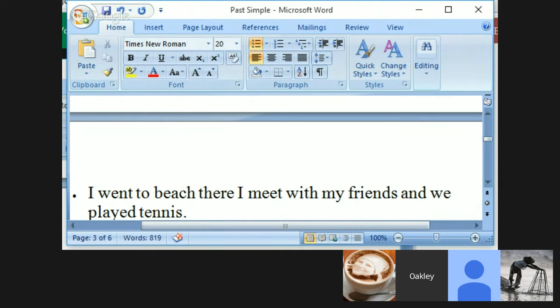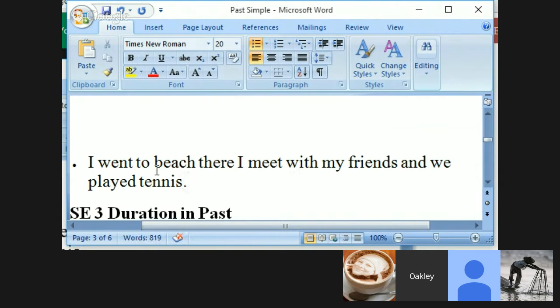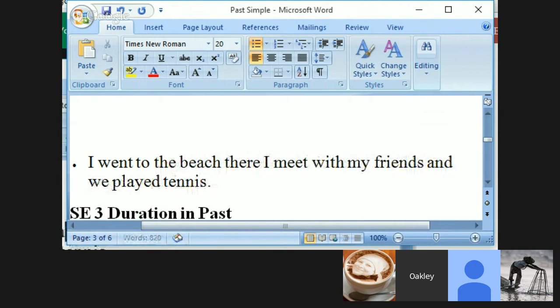Okay, well, let me see here. I went, past tense, I went to, first of all, the beach. Okay, we always say the beach. All right, I went to the beach. Okay, the problem there, I meet with my friends. Okay, it has to be past tense. Yes. So there I met with my friends and we played tennis.